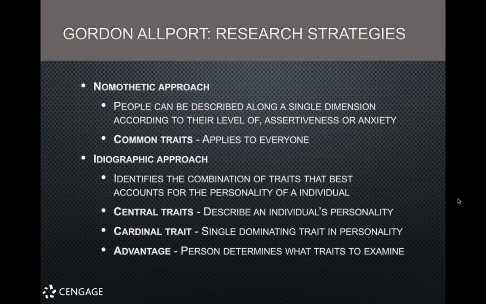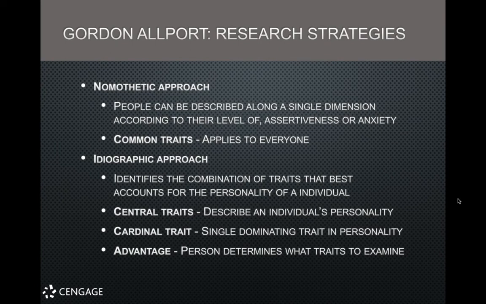So, in Allport's work, he identified two general strategies that researchers might use when they investigate personality, and he called these the nomothetic approach and the idiographic approach. The nomothetic approach is when people can be described along a single dimension according to their level of, let's say, assertiveness or anxiety. In short, the nomothetic approach basically refers to the common traits that people have, and it applies to everyone.